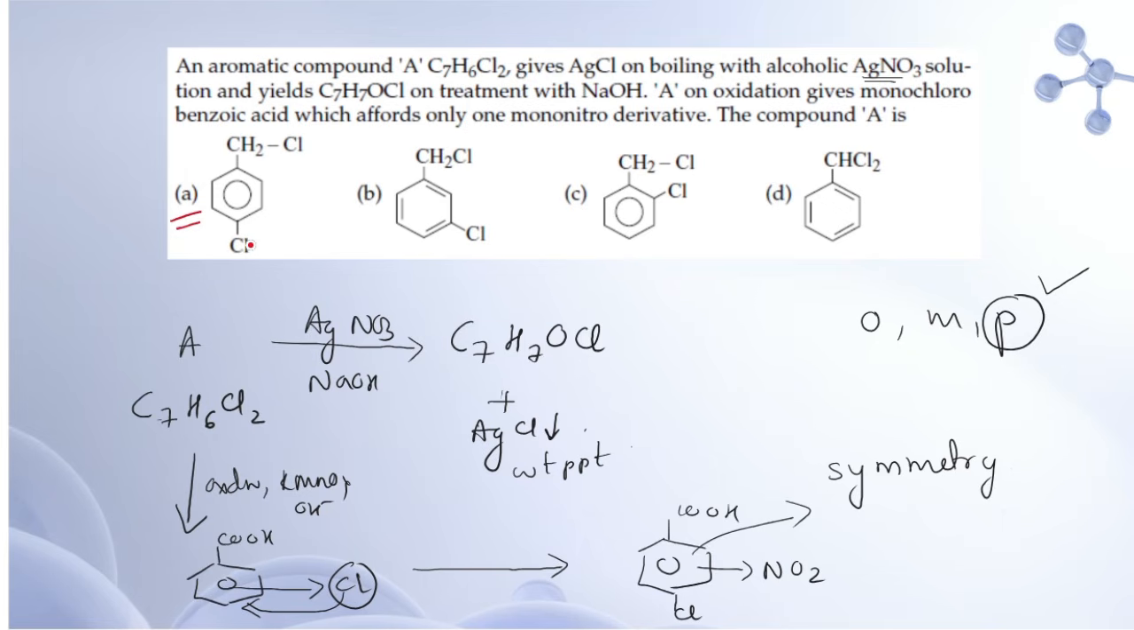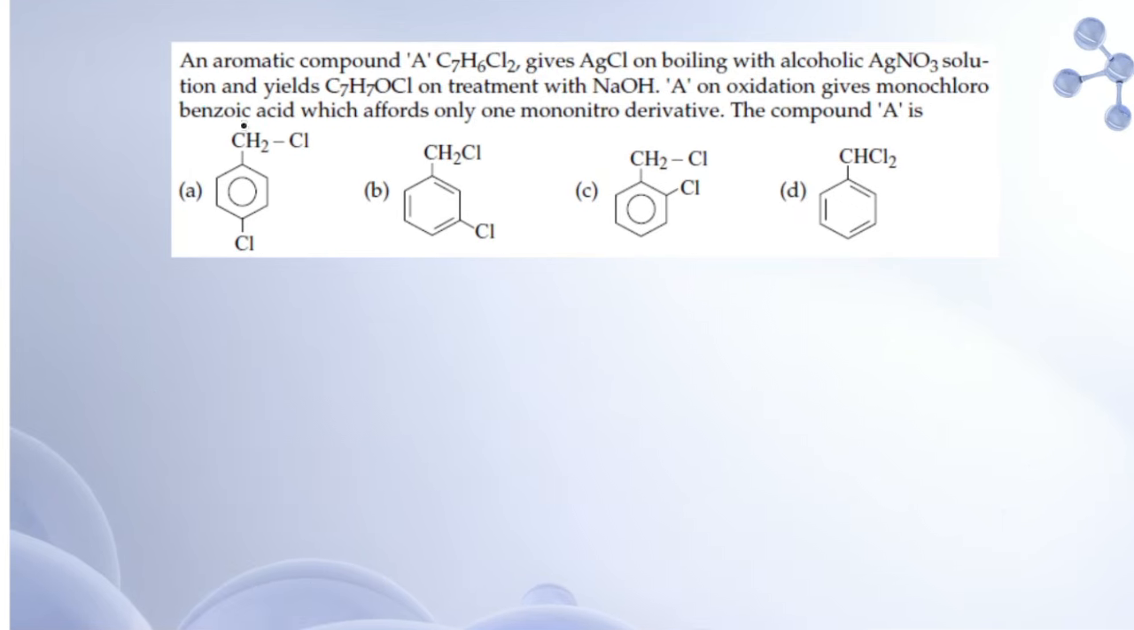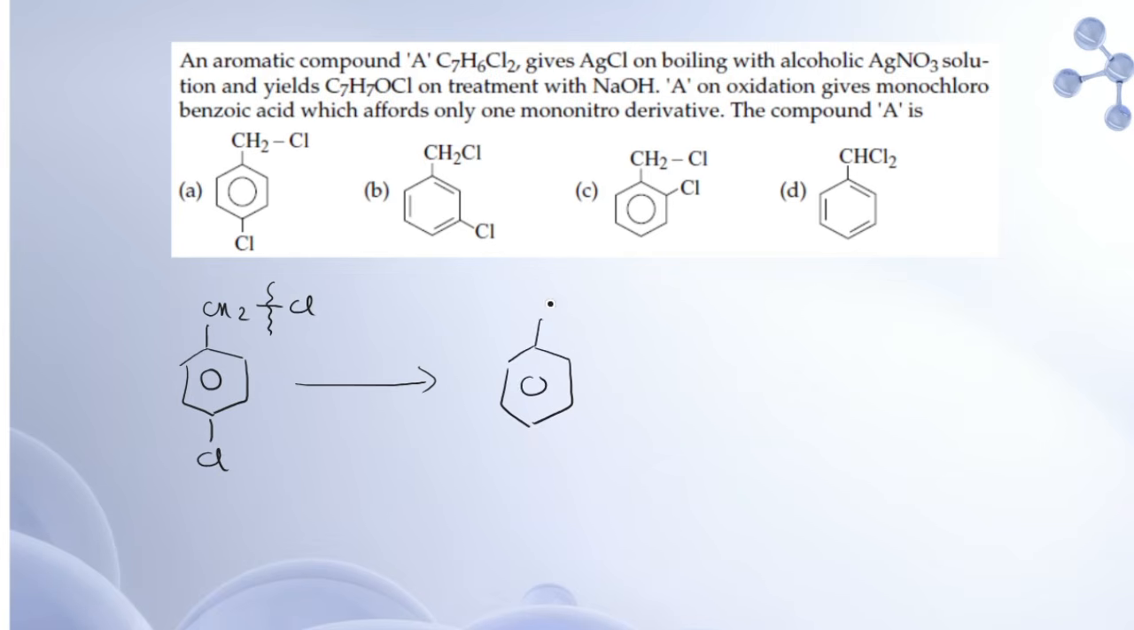But we can verify that by writing the reactions. If you consider option A as a reactant, this is para-chloro benzyl chloride. When it is treated with AgNO3 followed by NaOH, this bond will get cleaved and it's going to form benzyl alcohol like this. And its formula is C7H7OCl. And what happens to this chlorine? It will precipitate as a white solid like this.